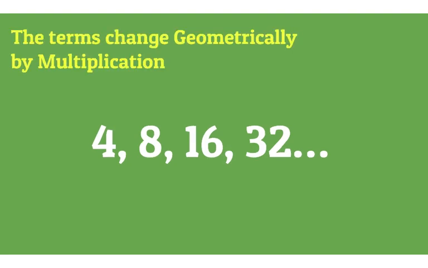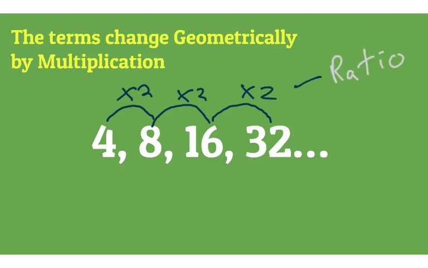So when we're given a sequence, the numbers are going up geometrically, or by multiplication. For example, from 4 to 8, I multiply by 2. From 8 to 16, I multiply by 2. From 16 to 32, I multiply by 2. The multiplication factor is actually called the ratio.